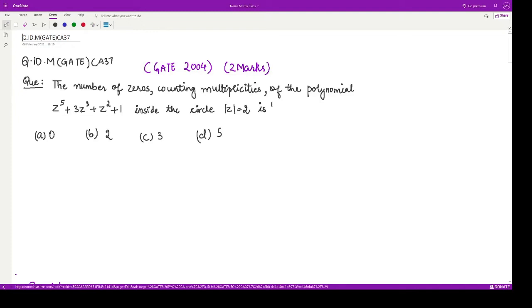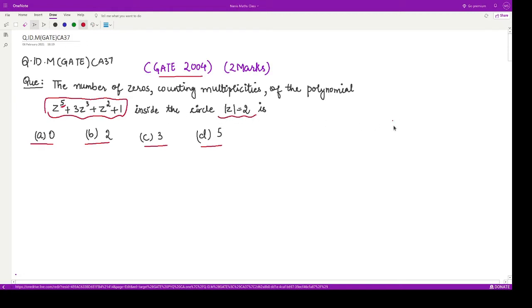In this video we shall take a question from the GATE 2004 exam, and it is of 2 marks. The question is: the number of zeros, counting multiplicities, of the given polynomial. This polynomial is given to us having order 5, right? Inside the circle mod z is equal to 2 is which among these 4? So out of these 4 we have to tell how many zeros this polynomial has inside this circle.